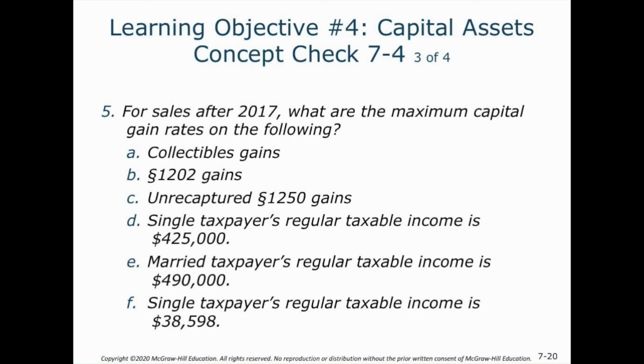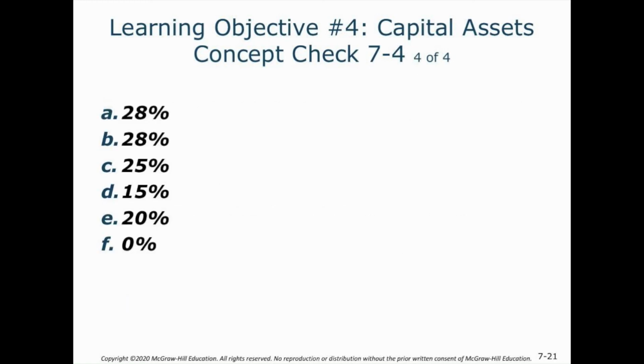And then F, single taxpayer's regular taxable income is $38,598. Here we're below the threshold, so 0% is going to be the applicable capital gain rate. And then we can see those laid out respectively.